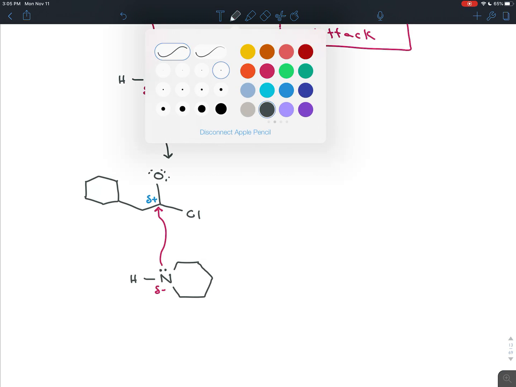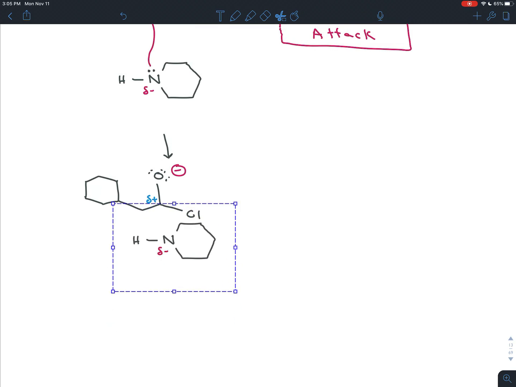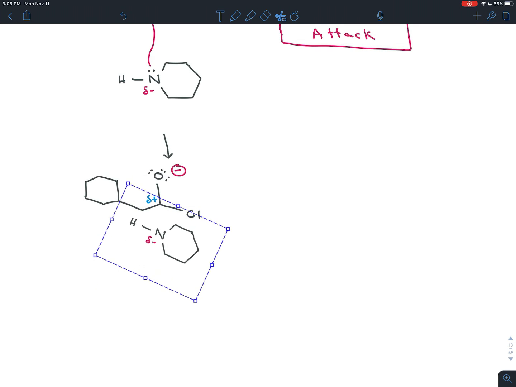Let me write that in red. Moreover, the lone pair on the nitrogen turns into a bond. So this nitrogen sort of moves up, and now we have a bond here.